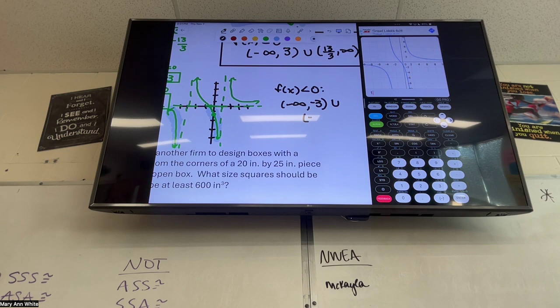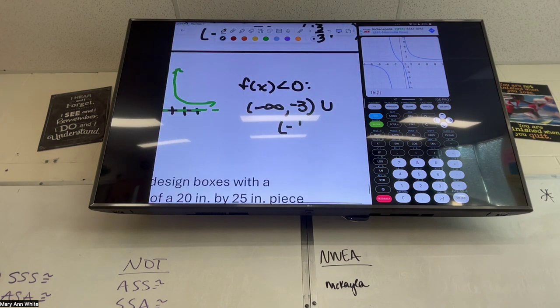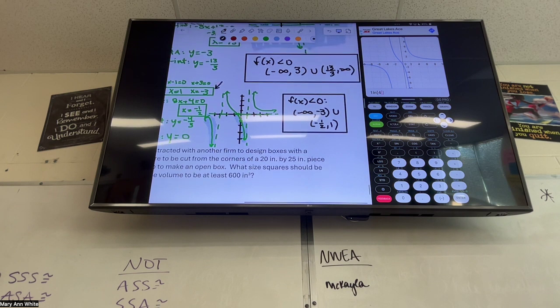Negative 1 to, I think it will be, negative 1/2. Negative 1/2 to 1. And if you notice, those are still all the numbers that were either my vertical asymptotes or my x-intercepts. Those are the ones that matter there. Okay. You guys are killing it. We got one more problem. Any questions yet?